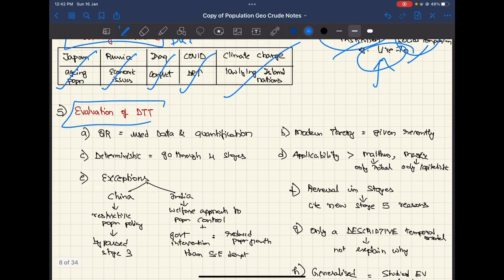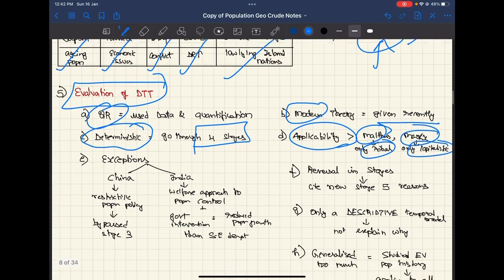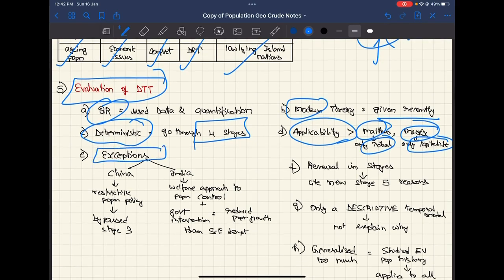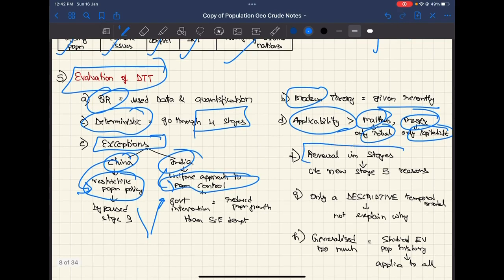Now, evaluation of DTT. It is based on QR. It is a modern theory given recently. It is deterministic because it says all countries will go through the 4 stages. It is much more applicable than Malthus and Marx, where Malthus is applicable only in tribal and Marx only in capitalistic societies. We can cite two exceptions for this, which are China and India. They have the restrictive population policy and the welfare approach to population control. So they bypass a few stages, and there is a reversal.